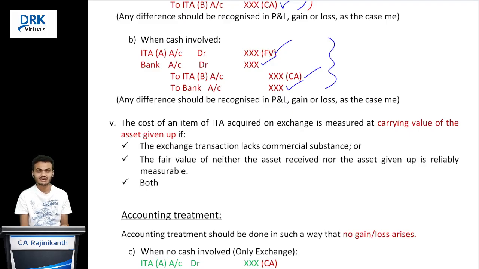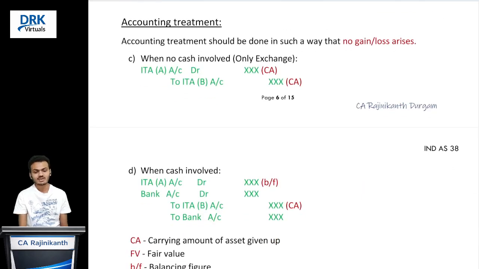If either of those conditions is not satisfied, or both conditions are not satisfied, in that case, how to do the accounting? The standard is saying that you do the accounting in such a way that there will be no gain, no loss. See here the journal entries, you will understand. Suppose cash involvement is not there. Firstly, you de-recognize your own asset at carrying amount and recognize the asset that you are acquiring at the carrying amount of your asset, I mean the asset you are giving up.